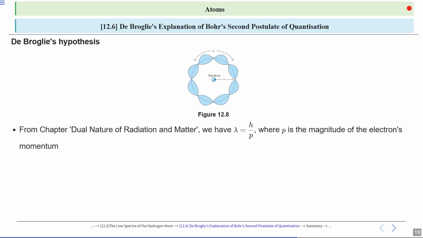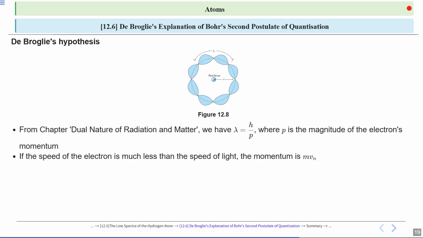Now let's recall from the chapter on the dual nature of radiation and matter that the wavelength lambda of a particle is given by lambda equal to h divided by p. Here h is the Planck's constant, which has a value of about 6.62 times 10 to the power minus 34 joule seconds, and p is the momentum of the electron, measured in kilogram meter per second.